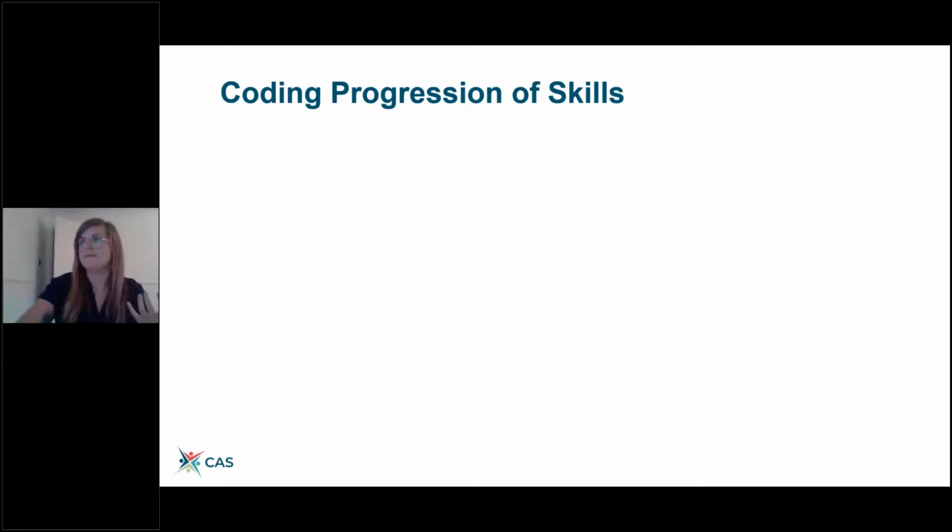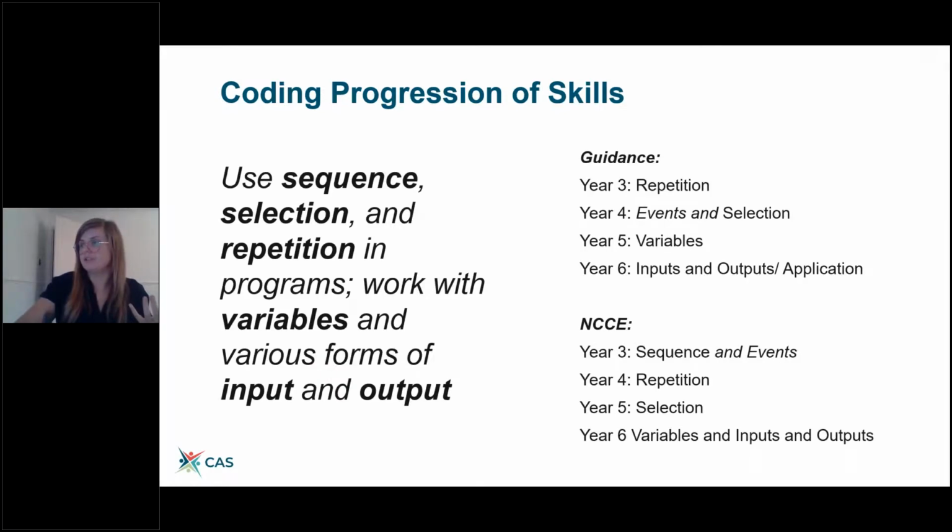Like I say, the difference between mine and the NCCE's is nothing, just different year groups. You'll see it's the same option: repetition, selection, variables, inputs and outputs, and then repetition, selection, variables, inputs and outputs. Okay, so that's there.